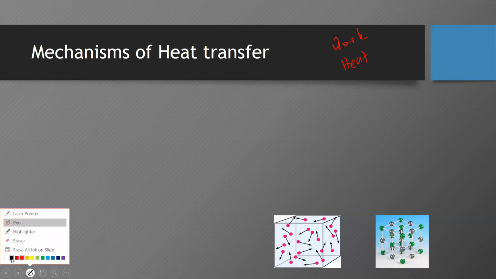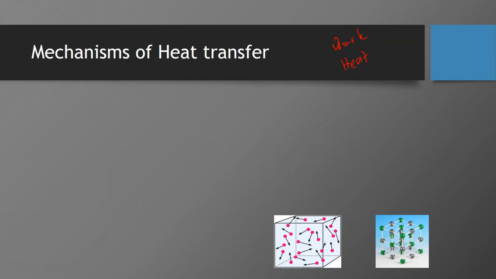I change the color to black, so that will be work for you, right? Work and heat. Then we discussed so many types of work transfer methods. So what are the forms of work? Electrical work, potential and kinetic energy, elastic, and so on. So many works we have discussed. So today what we are going to see is the heat transfer, right?